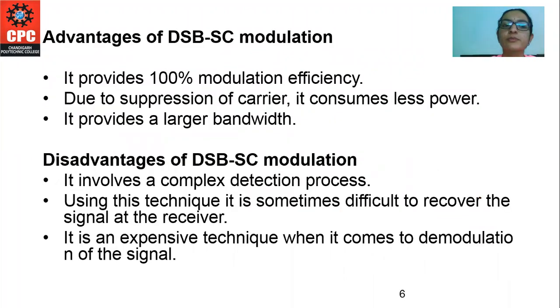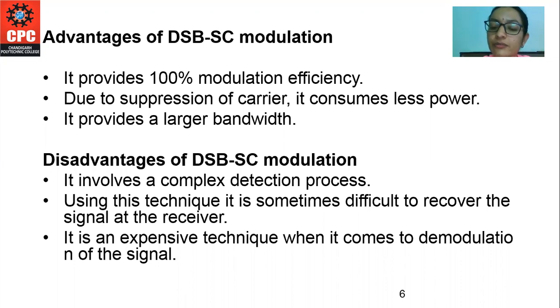Now, what are the advantages? The basic advantage is that it provides 100% modulation efficiency. Due to suppression of the carrier, it consumes very little power. It also provides a larger bandwidth, and some disadvantages will be there. It involves a complex detection process. Using this technique, it is sometimes difficult to recover the original signal at the receiver, and it is an expensive technique when it comes to demodulation of the signal.